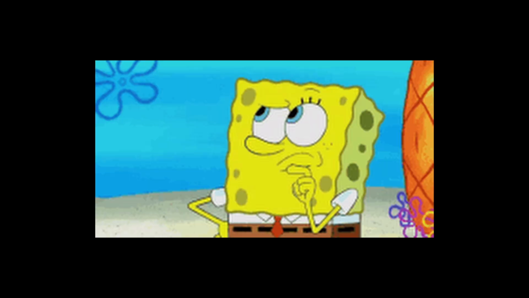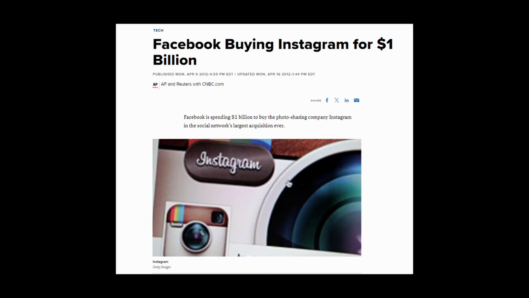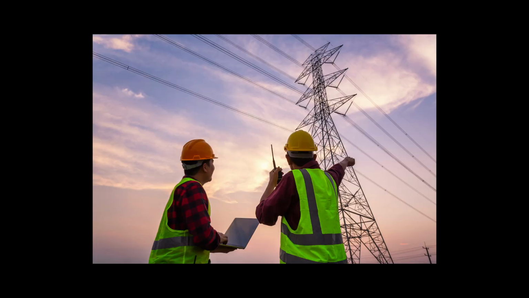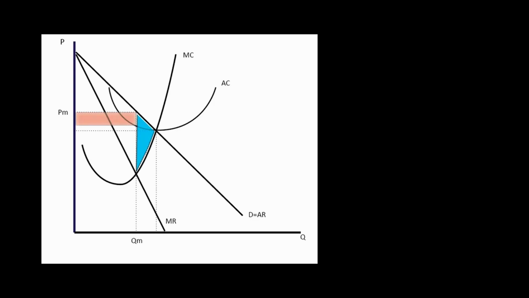Now, we already mentioned that monopolies can form when one company buys out its competitors, but they can also form due to natural circumstances and events. This is what we call a natural monopoly. Now, let's get into the important stuff. Let's take a look at the graph. Here, we have four important elements.